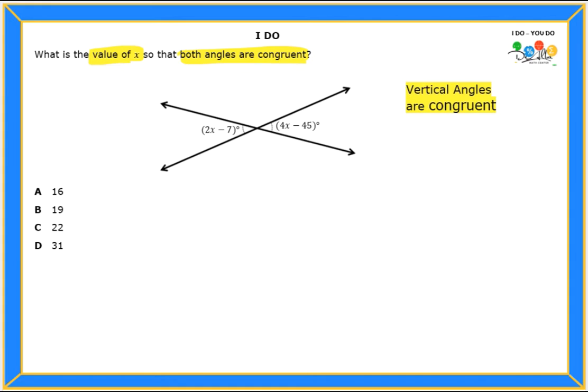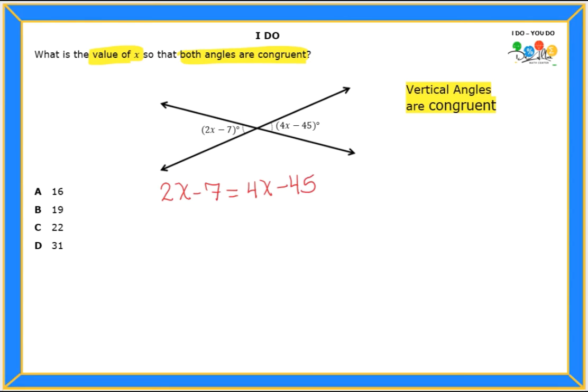So what do I know about these kind of angles? Well, these kind of angles are called vertical angles. And what is unique about them is that they're actually congruent. Okay, so what I'm going to do next is I'm going to set up my angles equal to each other. I'm going to write down 2x minus 7 equals 4x minus 45. And again, why can I make them equal to each other? Because vertical angles are congruent. That's a geometry part that we should know.